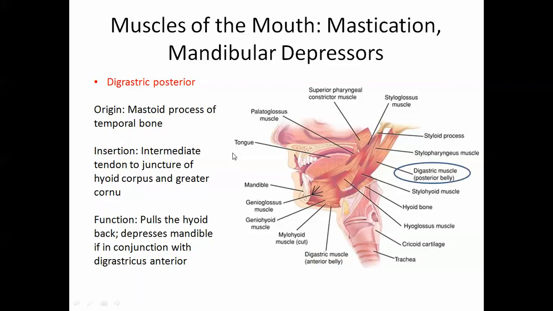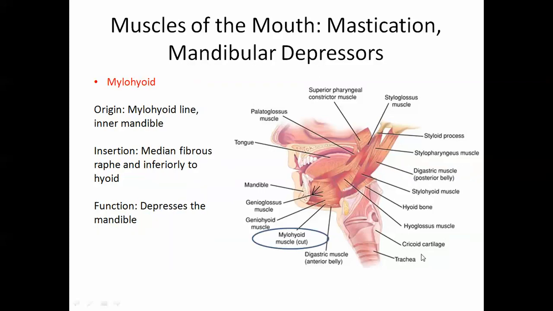So let me see if we have that one. Here's the posterior belly. So this is a better picture of the posterior belly of the digastric. Okay, so it pulls the hyoid back and depresses the mandible in conjunction with the anterior belly of the digastric. Okay, all right. Then we have the mylohyoid muscle.